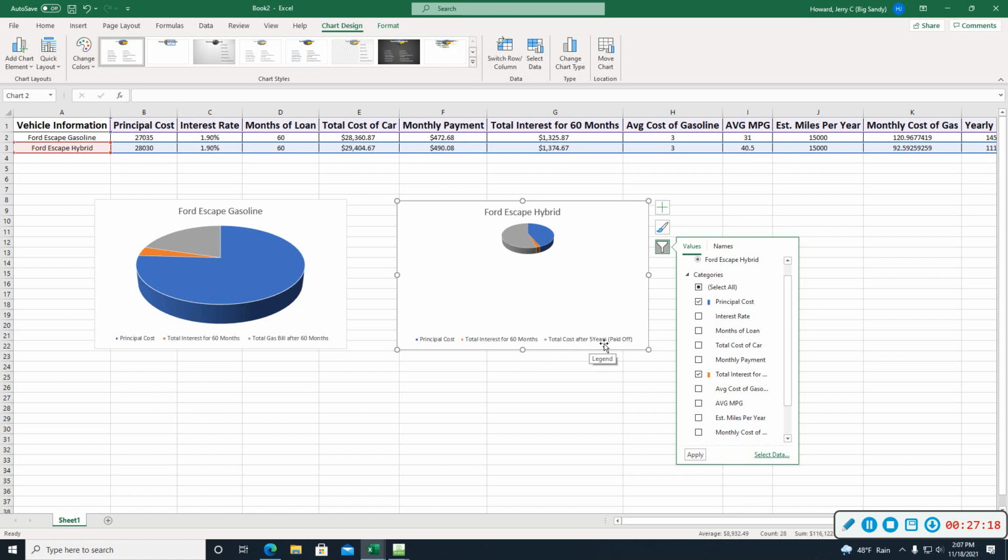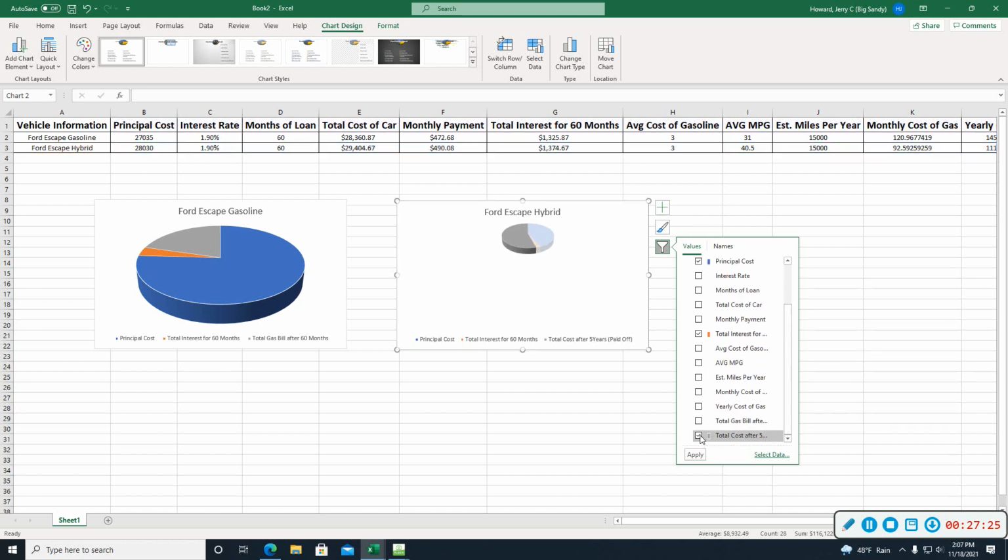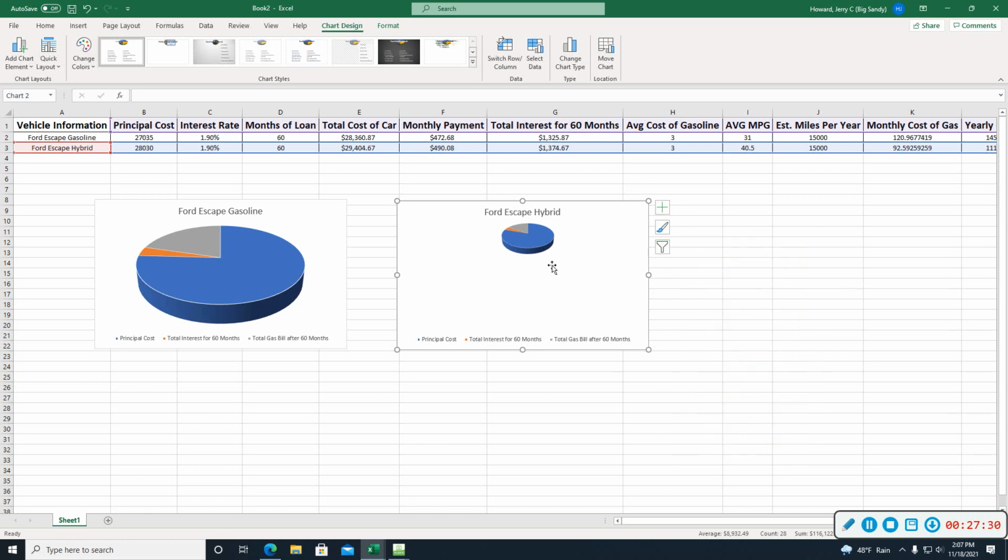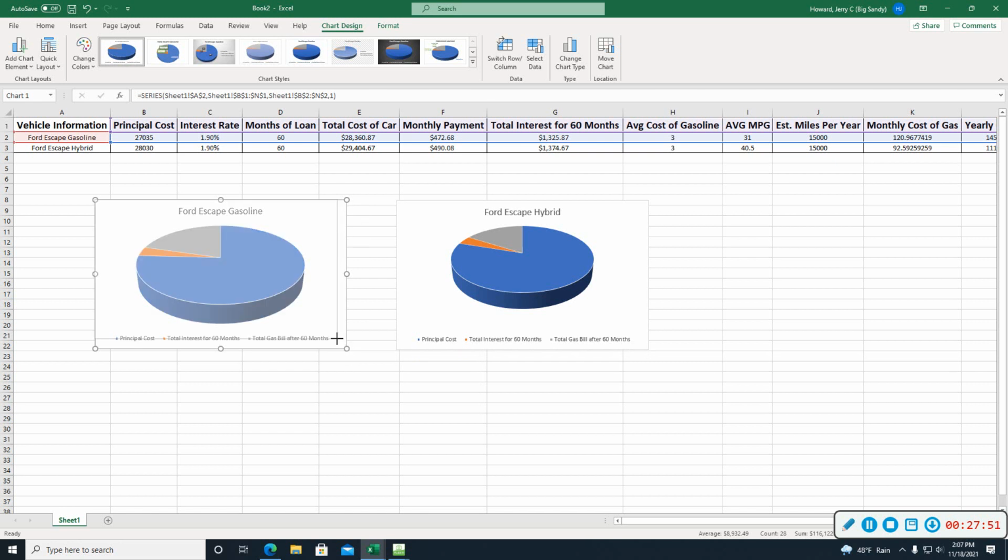Total cost, no, I don't want total cost after 5 years. Let's go in there and find that one. Total gas bill. So let's make that a little larger. Let's undo that back. And I want to stretch that one up a little bit to make it equivalent to this one. Let me pull that back down a little bit.